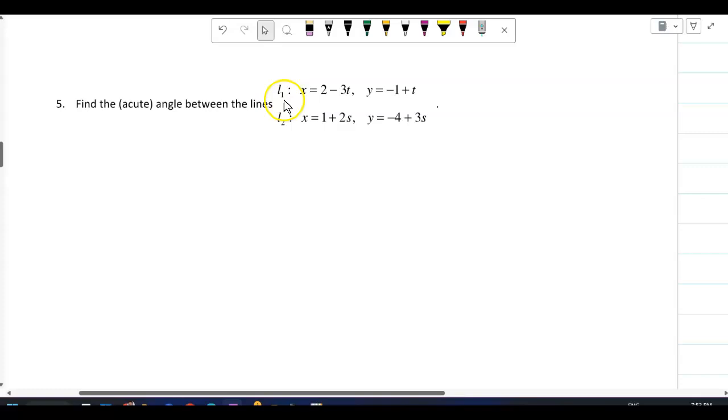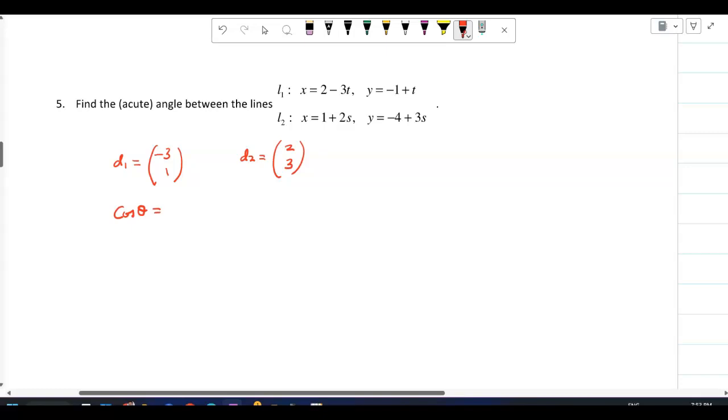Find the acute angle between these two lines. Now this is in two dimensions. Using the dot product, what form is given? Can you get the direction vector of the first line? The direction vector would be (-3, 1). What is the direction vector of the second line? (2, 3). Now use your formula.